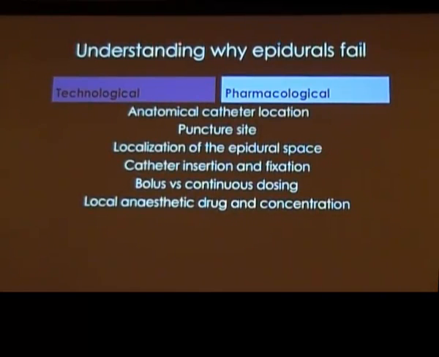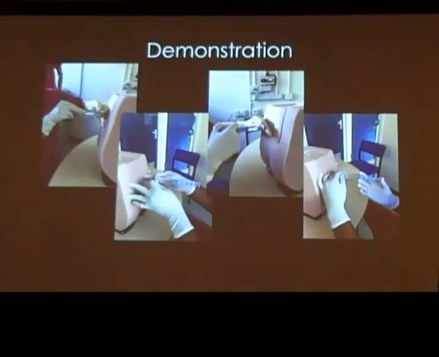I'll come back to this a little bit, but these are the areas that they talk about: technological reasons for failure and pharmacological reasons. And I think it's important that trainees understand exactly what they're doing and what they're aiming for, how things like catheter insertion and fixation can contribute to the success or failure, whether or not you're using bolus doses or continuous doses. If you are using bolus doses and you've got suboptimal analgesia, what sort of bolus doses can you use to improve the analgesia if the epidural is ineffective? And I think sometimes when we're teaching epidurals, we forget these other aspects that contribute to the success of epidurals.